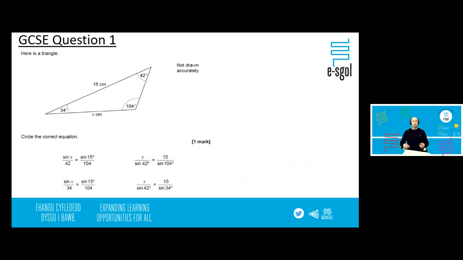Okay, so let's take a look at the question. It says here is a triangle. It's very good of them to point that out. So we've been given, circle the correct equation.